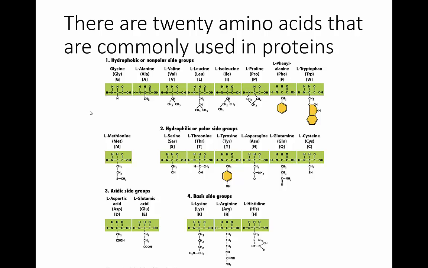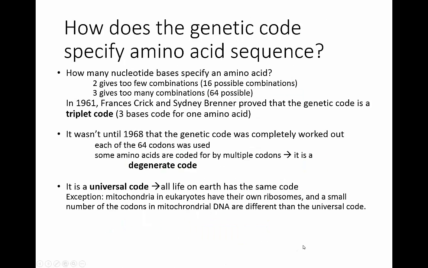I don't expect you to know the specific side chains of all of these amino acids, but I do expect you to know how they are characterized and just the general amino acid structure. So these can be grouped into hydrophobic side chain amino acids in the first group here, hydrophilic or polar side chains, and then acidic or basic side chains.